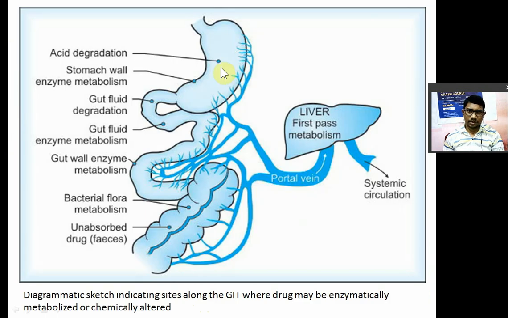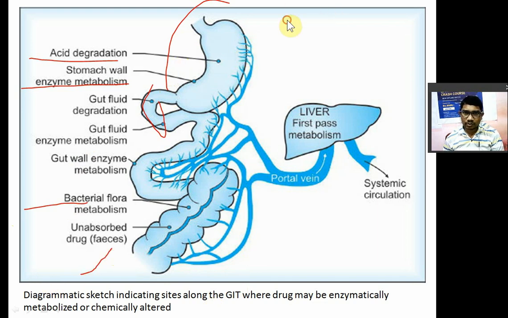This is the stomach, and this part is the duodenum. Drugs may be degraded by acid in the stomach, or they may be degraded by the enzymes present in the GIT, and it may also be degraded by bacterial flora. So unabsorbed drug will be passed through the feces. Now whatever absorption is there will be absorbed by these blood vessels.